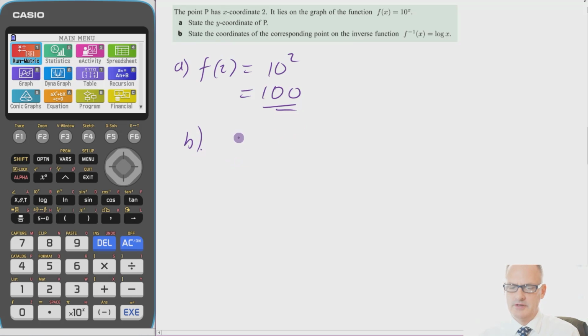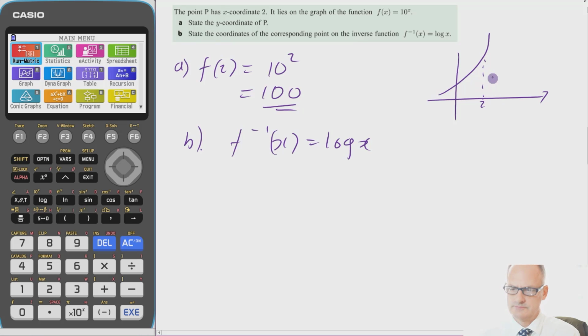Part B. Now if we're looking at f minus 1 of x equals log x, and we want to find the corresponding point on the inverse function. Now if we draw our graph here, f of x equals 10 to the x, then what we're doing is we're putting in 2, and we're getting 100 out. Then what happens on the inverse function is, if we draw in our inverse function, actually I haven't drawn this very well. The scale's not very good here, so what I want to try and do is something like that.